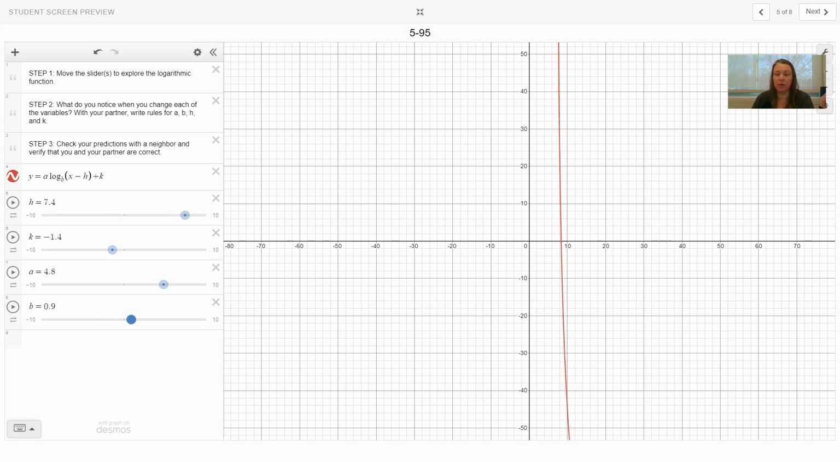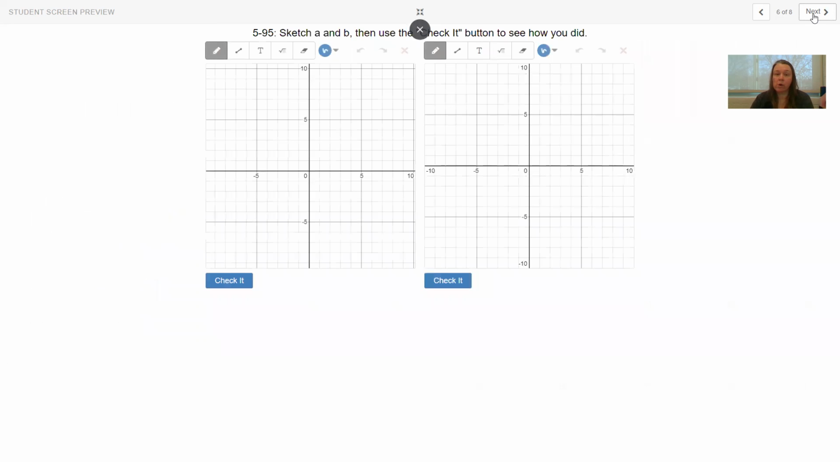It just disappears, right? Because you can't have a base. We talked about that when we talked about anything that's logarithmic, the base has to be bigger than 0. All right, so now let's get into graphing these.